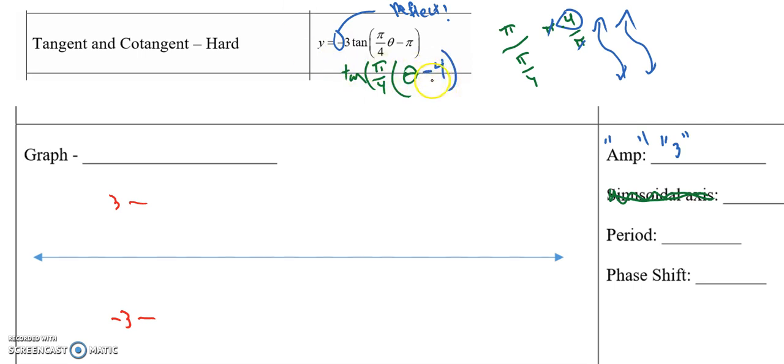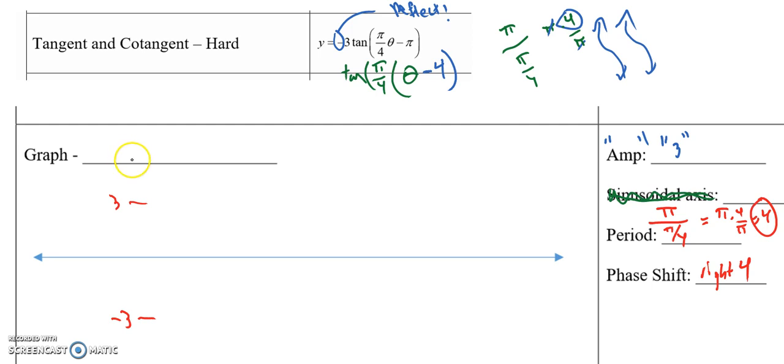Now, when I look at this, I realize my phase shift is going to be to the right 4 units. And then I also notice that I've affected the period. What is my new period? Well, I start with a typical period of tangent, which is pi. Now I'm going to divide by that b value, which is pi over 4. And just like I did when I factored it out, pi divided by pi over 4 is equal to pi times 4 over pi, which is 4. So I have a shift to the right 4 units, and I also have a period that is 4.